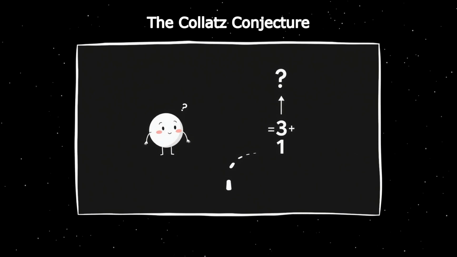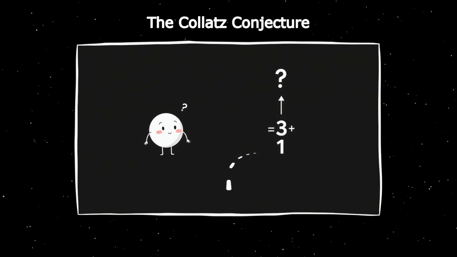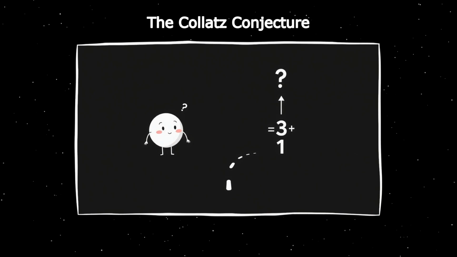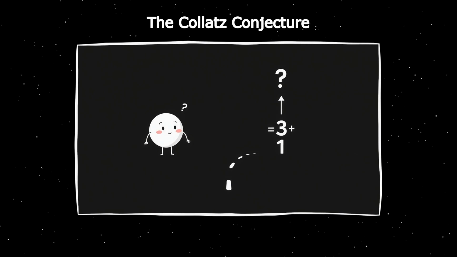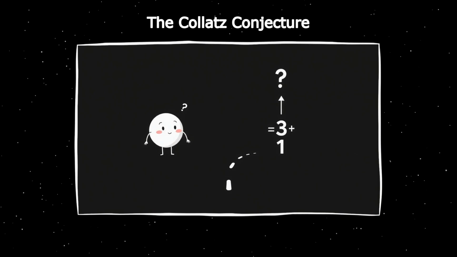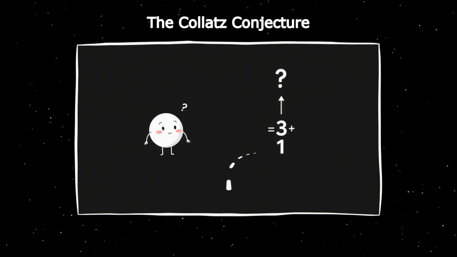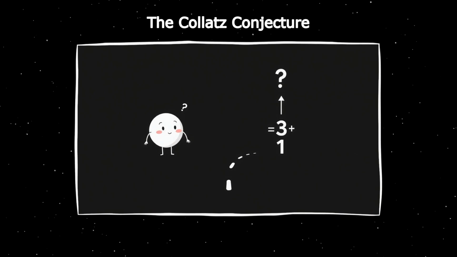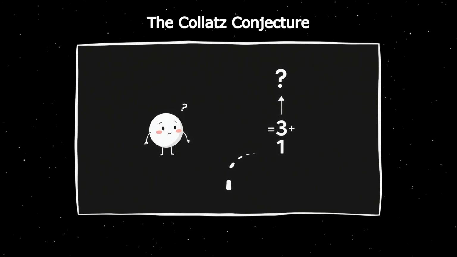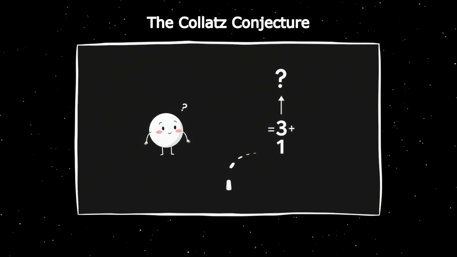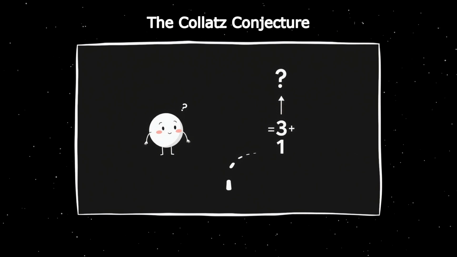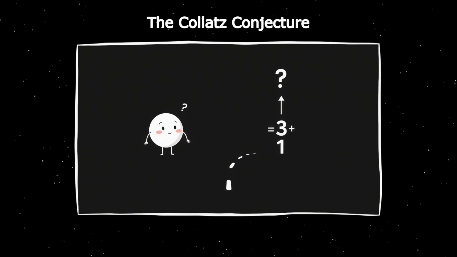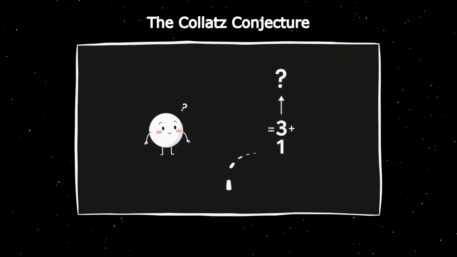You start with this number and apply a simple set of rules. If the number is even, you divide it by 2. If it's odd, you triple it and then add 1. This process creates a sequence of numbers derived from the original. The question at the heart of the Collatz conjecture is straightforward yet profound. No matter which positive integer you start with, will that sequence eventually lead to the number 1?